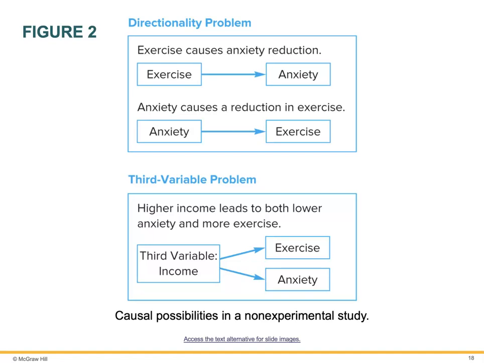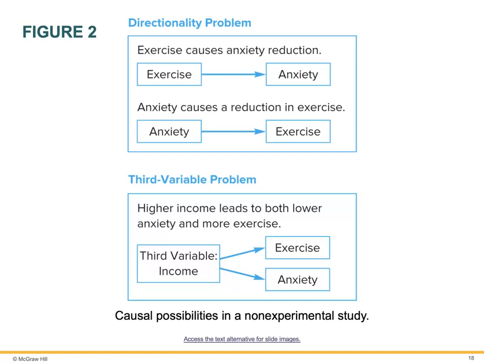But we know the two variables are related, but what can we say about the causal impact of one variable on another? Right? There are two problems with making causal statements when the non-experimental method is used. One, it can be difficult to determine the direction of cause and effect, and two, researchers face a third variable problem. That is, extraneous variables may be causing the observed relationship.